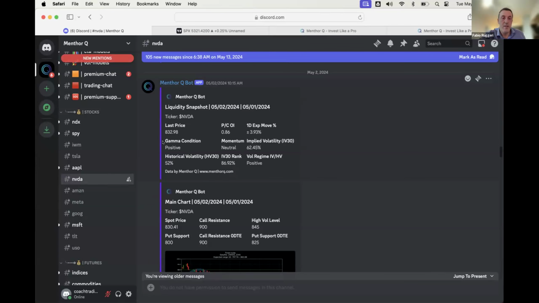So you start here. In the morning, you would have access to this data. Look at the gamma condition, positive and negative. In positive gamma, we tend to see lower volatility. In negative gamma, we tend to see higher volatility. That doesn't mean that the price is going to go up or down, but rather whether it's going to be a volatile day or not. And then obviously look at the implied volatility measure.